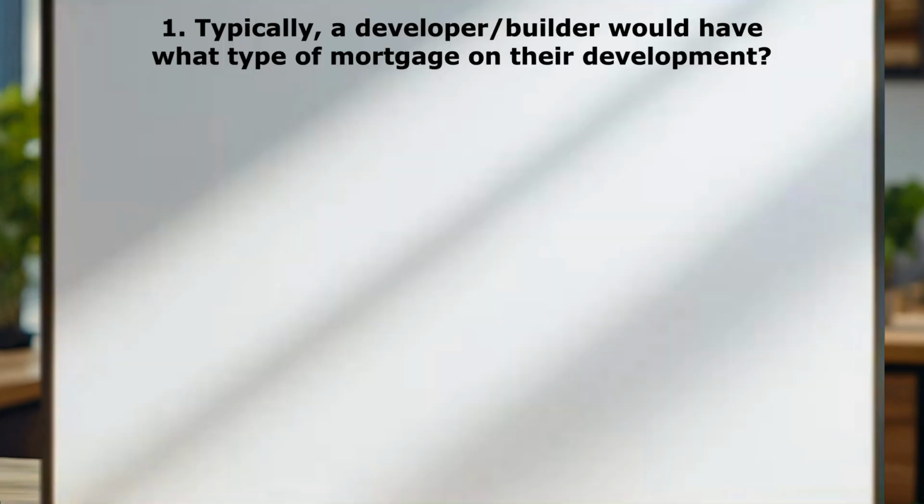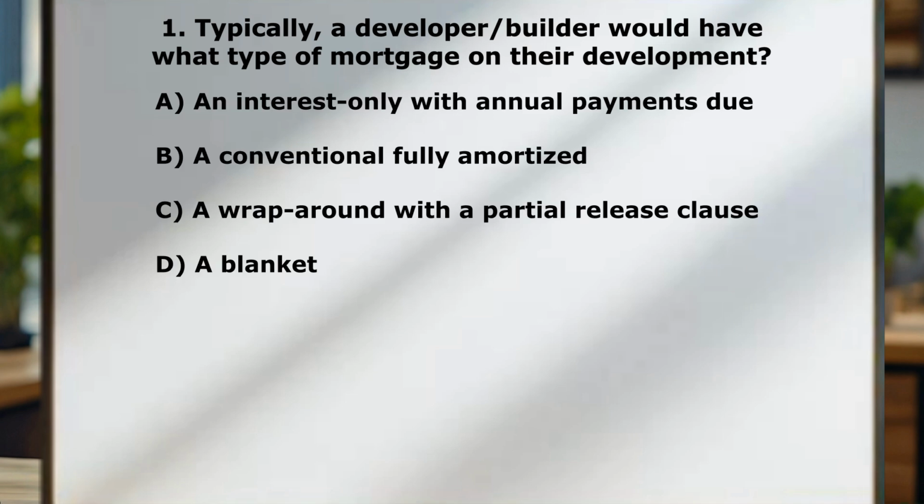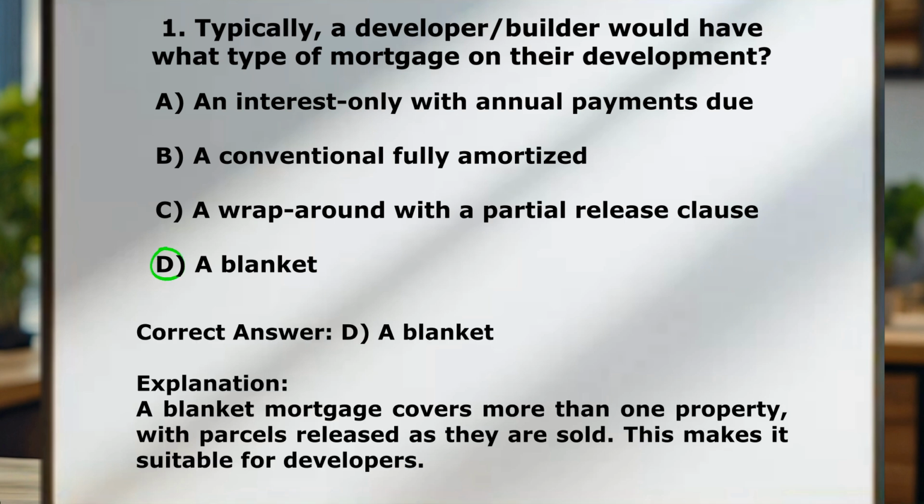Okay, now let's dive into the next 10 questions here. Question number 1. Typically, a developer/builder would have what type of mortgage on their development? A, an interest only with annual payments due. B, a conventional fully amortized. C, a wraparound with a partial release clause. Or D, a blanket. The correct answer is D, a blanket.